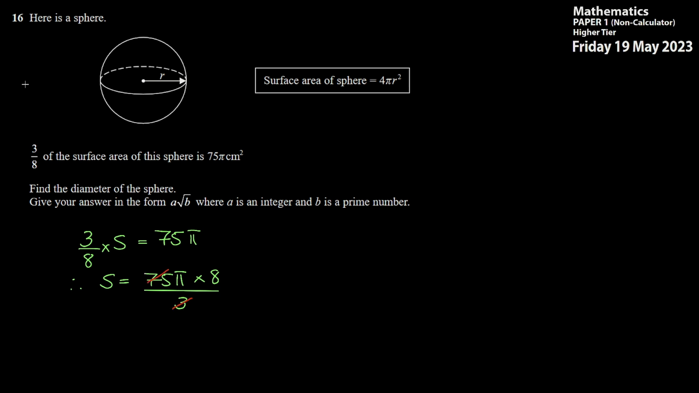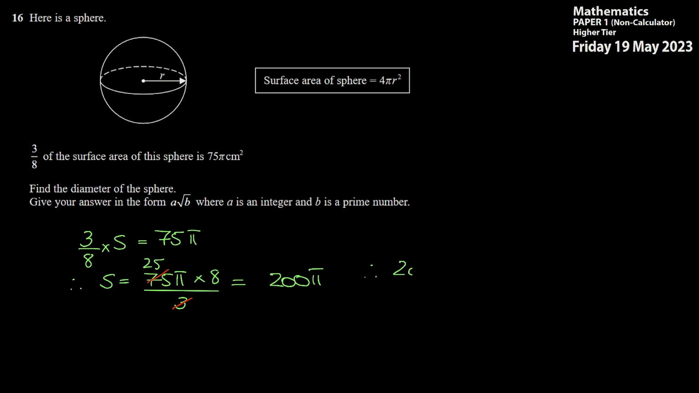Well, 3 goes into 75 25 times. So S turns out to be 200 pi. So that's the surface area of our sphere. To find the diameter, we're going to have to find r. We're told that the surface area of a sphere is 4 pi r squared. So if we equate 4 pi r squared with our answer here, we will get r.